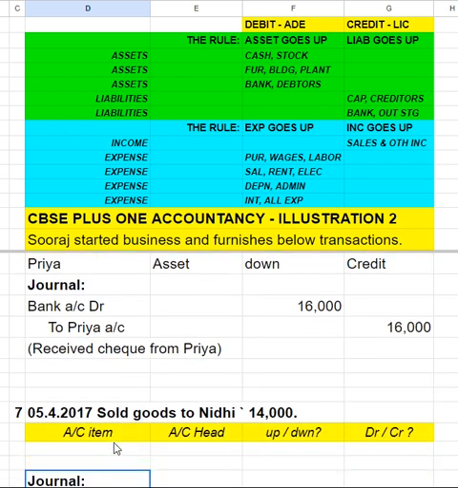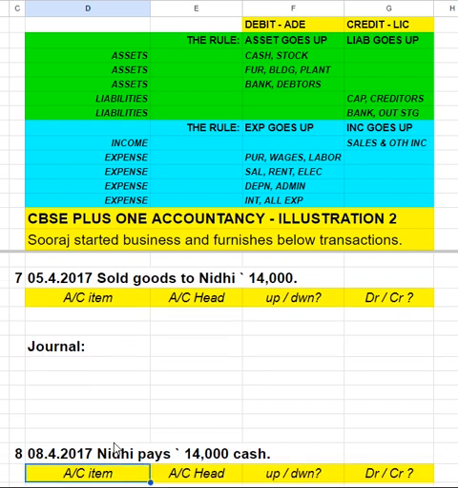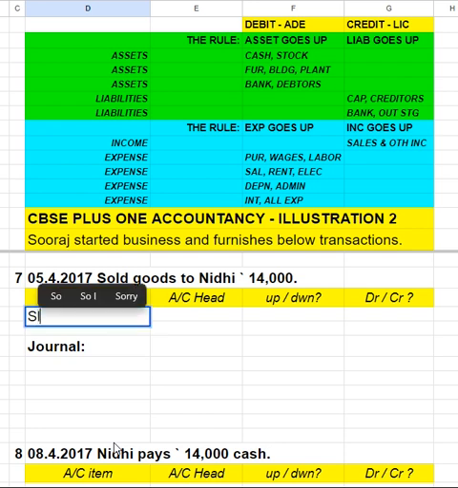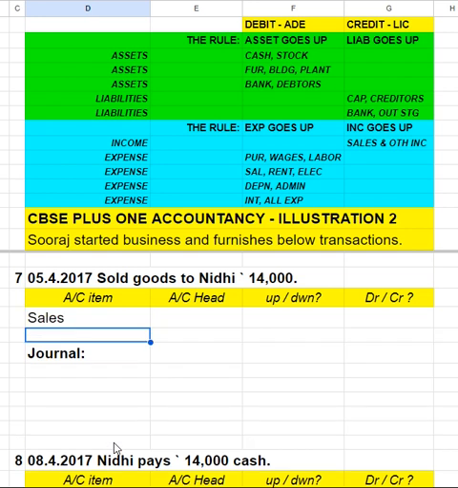Okay, now let's go to transaction number 7. Sold goods to Nidhi 14,000. Okay, what is happening here? Sales, for sure. Okay, so when they say sold to Nidhi means you did not receive cash, so it must be a correct credit sale. So we have to put the individual person.